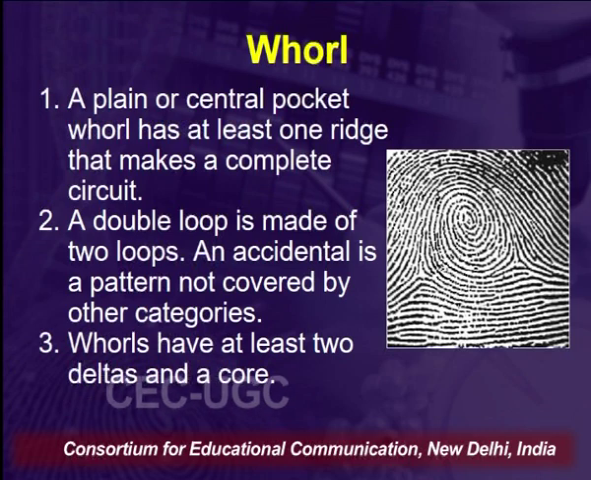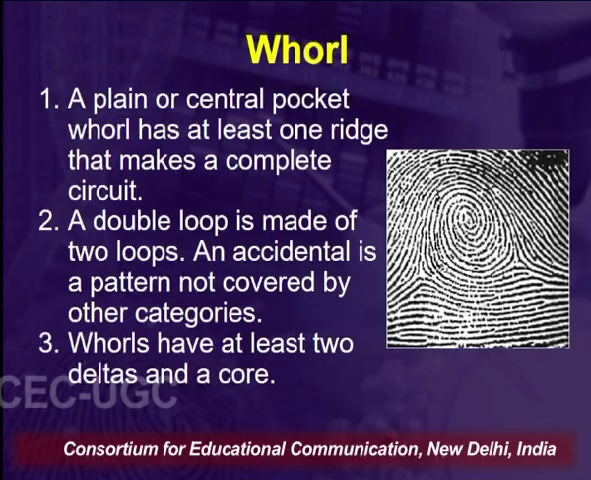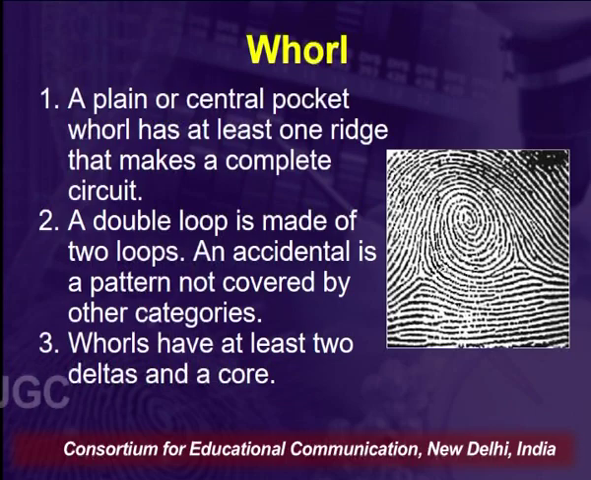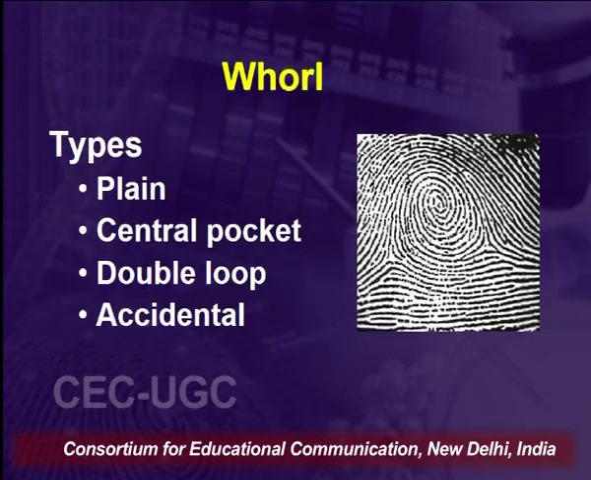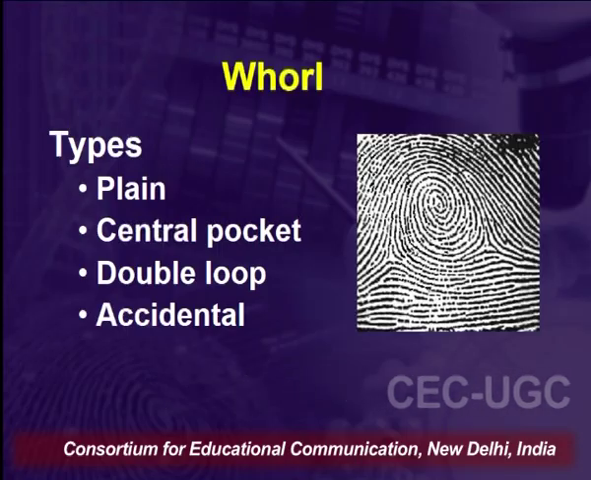So, if we talk about the three patterns: arches, loops and whorls. In arches, we do not have any core or delta. In loops, we have one delta and one core, but in whorls, we can have at least two deltas and a single core. The whorls are further divided into plain, central pocket, double loop and accidental patterns.